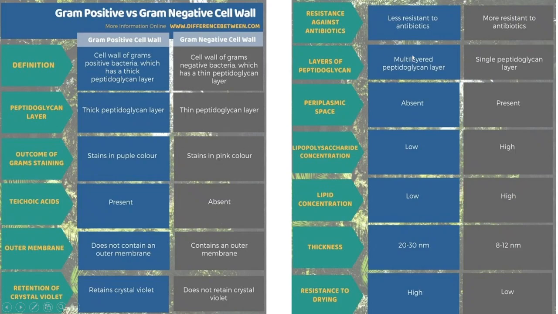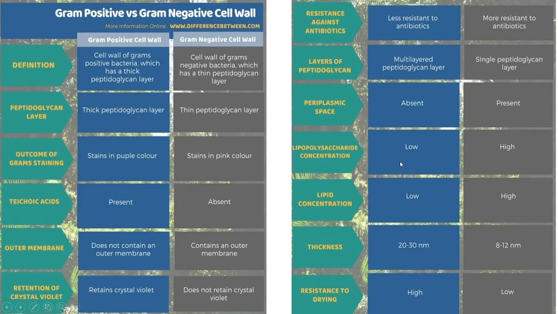Gram positive bacteria are more resistant to antibiotics, because they have an outer membrane, so that's why they are more resistant. And regarding the layers of peptidoglycan, gram negative has a single peptidoglycan layer, but gram positive has a multi-layered peptidoglycan layer.